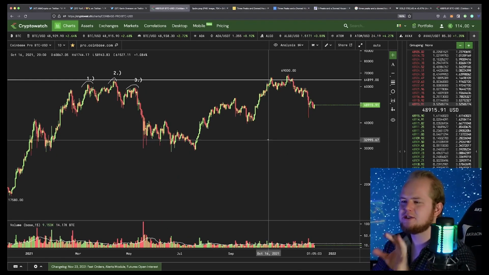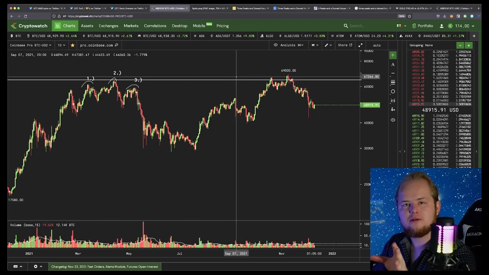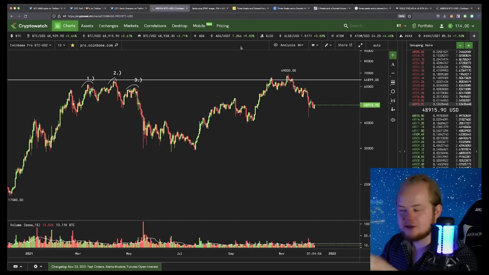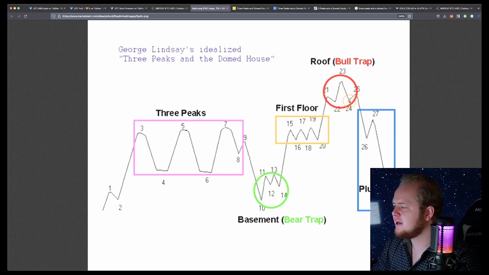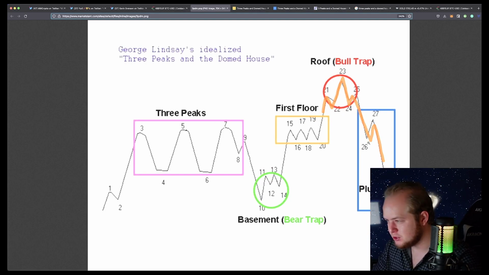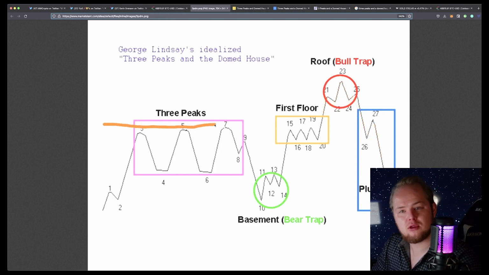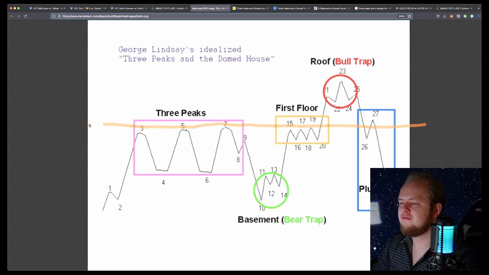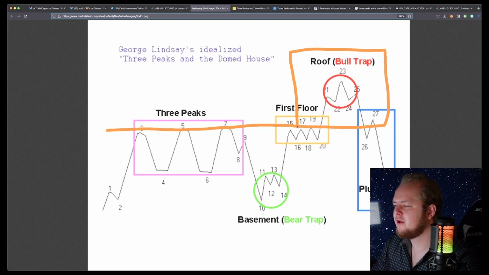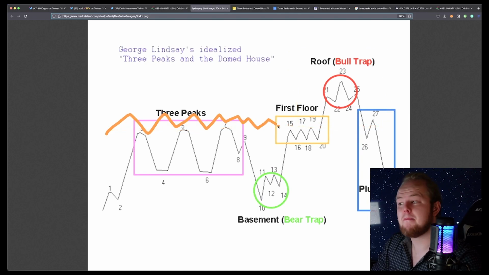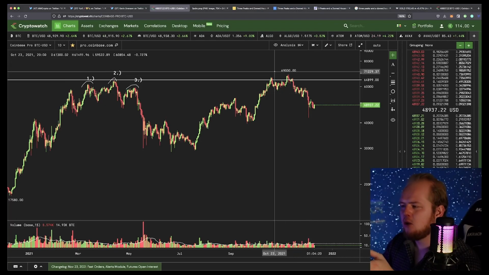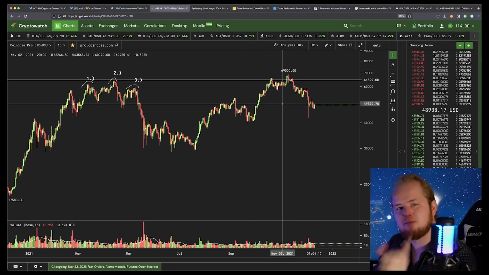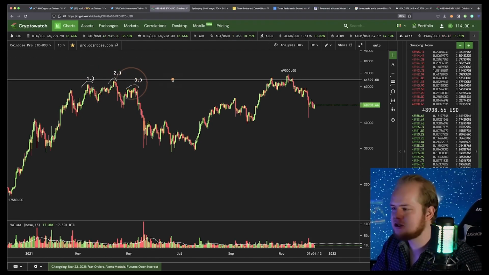And the reason why I disagree is because all of the schematics and all of the writings and literature from George Lindsay and Bukowski all show that the roof, the structure at 22 to 24, that zone right there, that support bounce, right? We have short-term support up in this range before we dip and start to plunge. Those support levels are coming in above the 3 peaks and above the first floor, right? So look, the entire structure of the roof is happening above the 3 peaks and above the first floor. So we don't have that, right? You're looking at Bitcoin here. We don't actually really have any structure, any support bounces that took place along the previous 3 peaks.